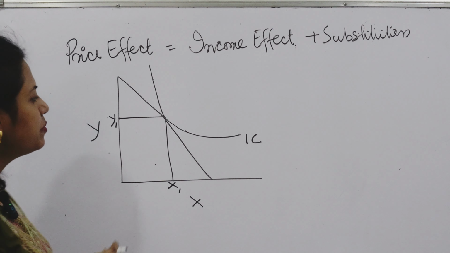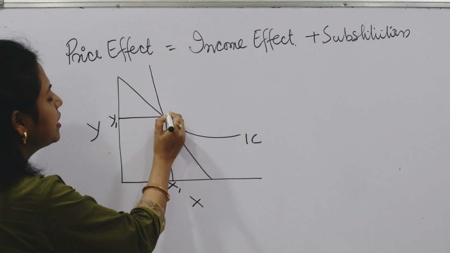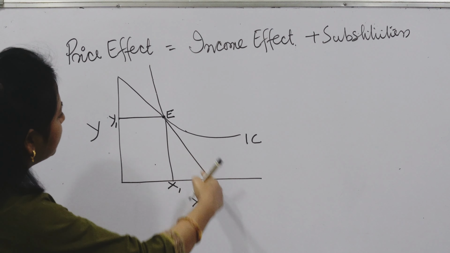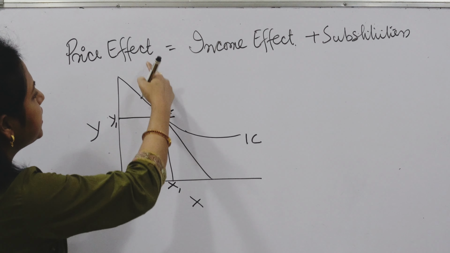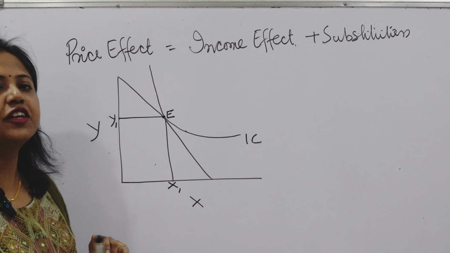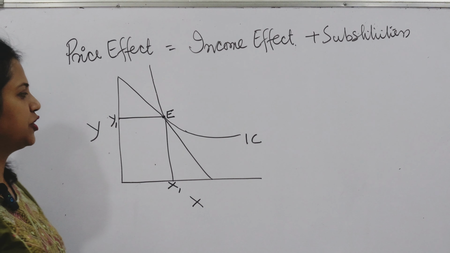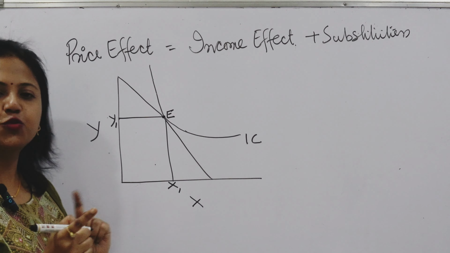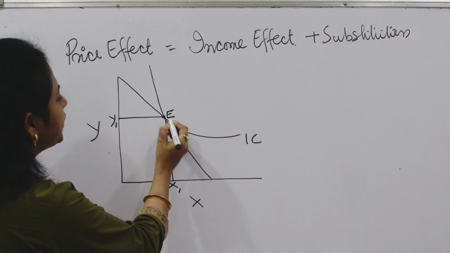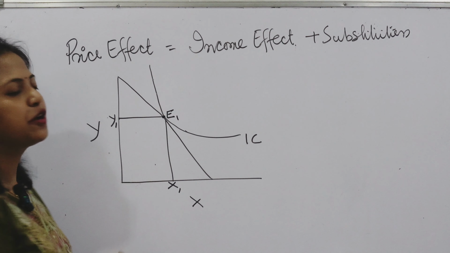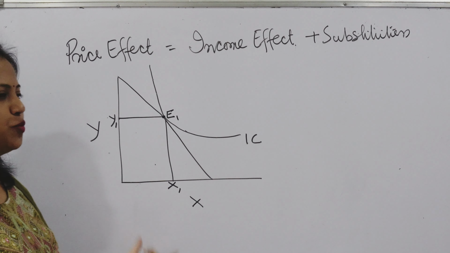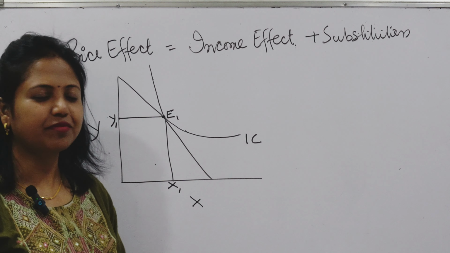But I will be choosing the point E because E is in my budget, because it is touching my budget line. Any other points, of course, will give me the same level of satisfaction, but are not within my reach or not within my budget. So point E1 is my equilibrium. So I repeat again, I am buying two products X and Y.